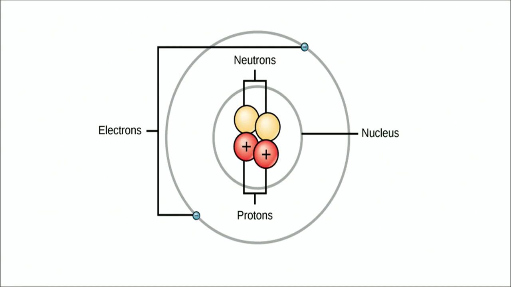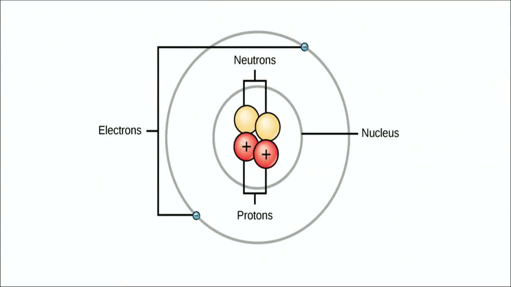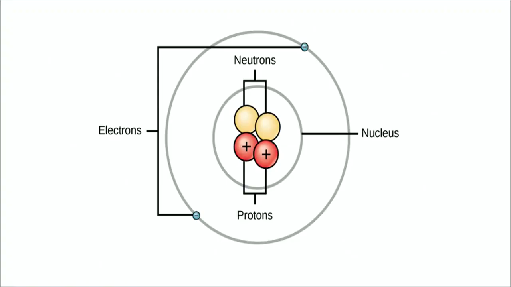Now, let us see the structure of atom where the electrons and protons are present. This is the structure of atom. We see that in the nucleus we have two types of particles. One is proton, that is positively charged, and other is neutron, that is having no charge. And electrons are revolving around the nucleus in shells.